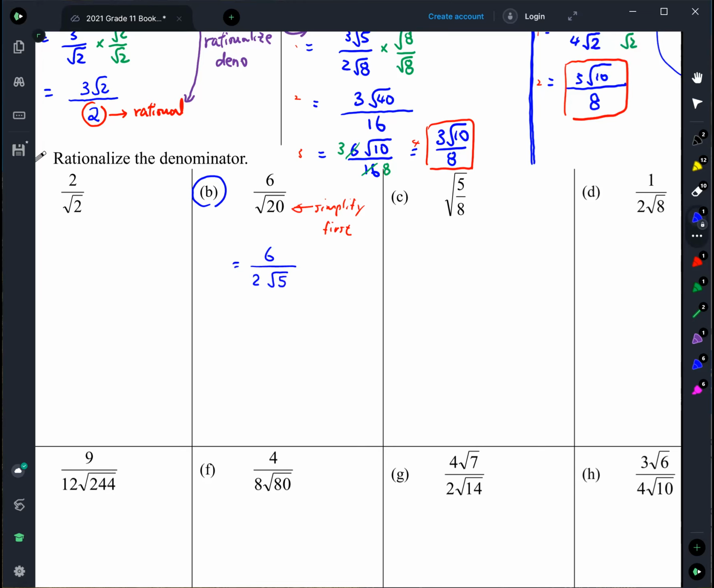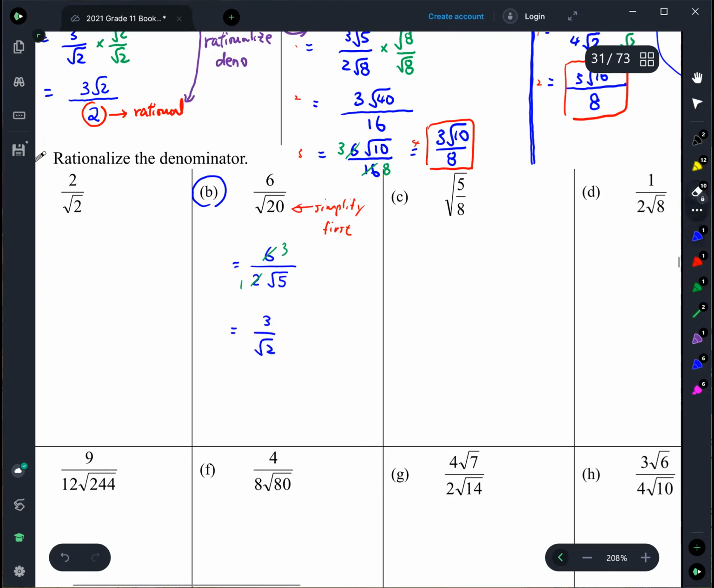Now we have outside numbers, see if we can reduce. 6 and 2, we can reduce into 3 and 1. So it becomes 3 over root 5. Now we can rationalize. You can see the number at the bottom is smaller, so top and bottom times square root 5. The top will be 3 root 5. The bottom will be 5.